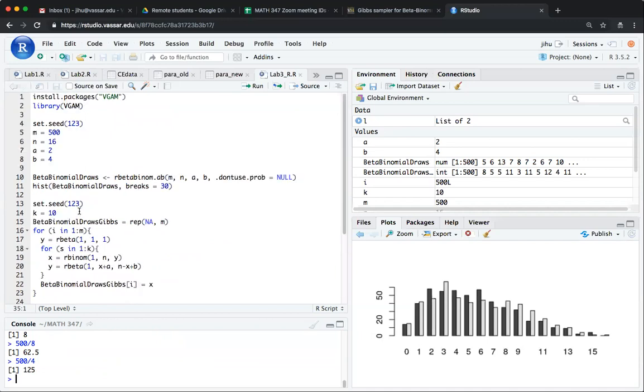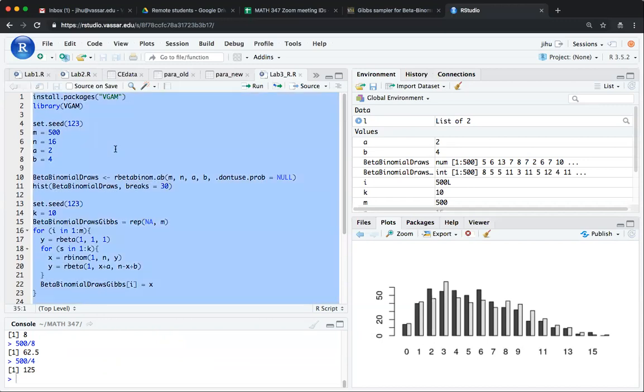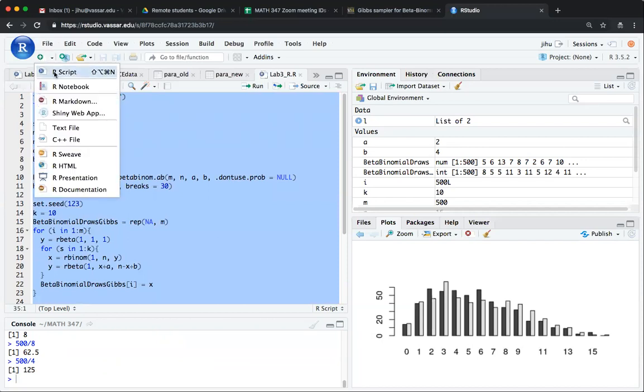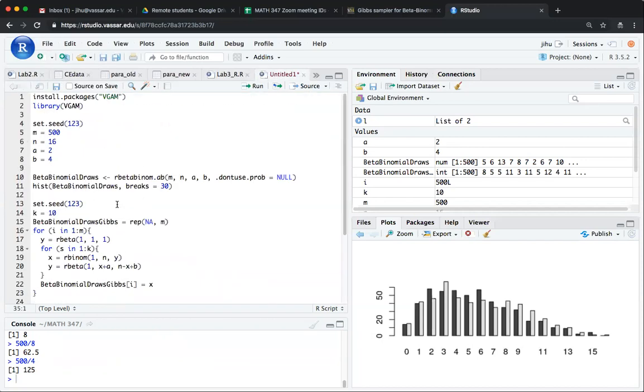Let me do that for you real quick. Start a new one. So now M becomes 500 divided by 4, divided by the number of cores that you have. It's good practice to define those outside so you don't have to change all of those numbers later. And then you open 4 different RStudios and run the same code.